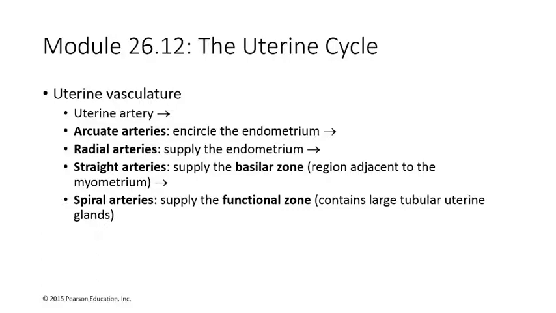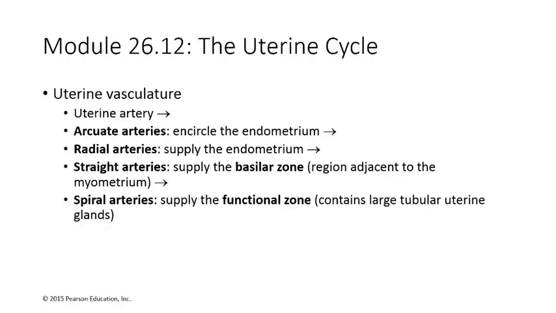Let's talk about the vascular arrangement for the uterus. There is blood flow to the uterine artery. This is going to go up to the arcuate arteries. Now, just like in the kidney, there's an arc. There's a rounded edge to these arteries. They're going to encircle the entire endometrium. Then there are going to be radial arteries that are going to supply the endometrium itself.